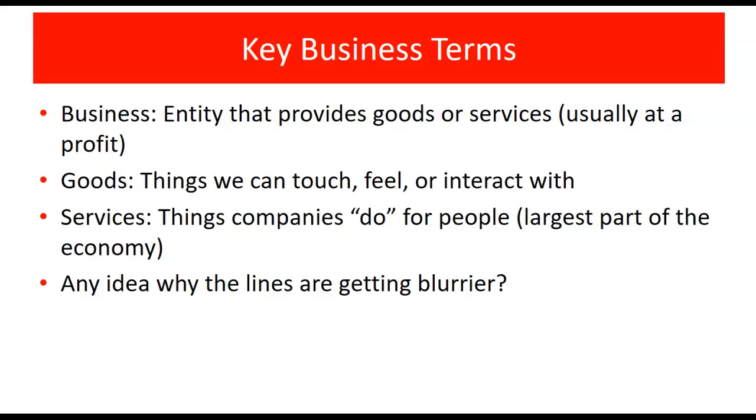If you provide goods or services, usually with the intention of making money, you probably have a business. There are nonprofit businesses as well. For example, St. Francis University is a nonprofit business, and we're in the service industry providing education. People who make businesses or create businesses create either goods or services. Goods are things that we can buy. They're things that have physical value that we can touch, feel, or interact with. And then we get into services, which are things that companies do for other people. And the lines are getting blurrier all the time.